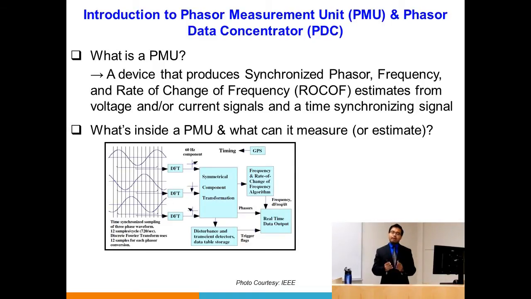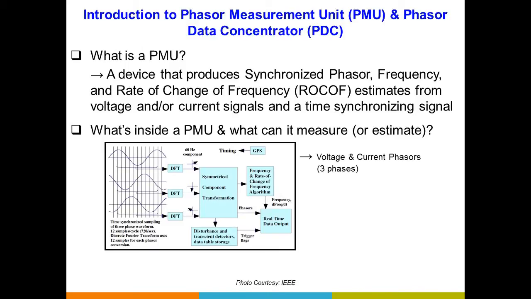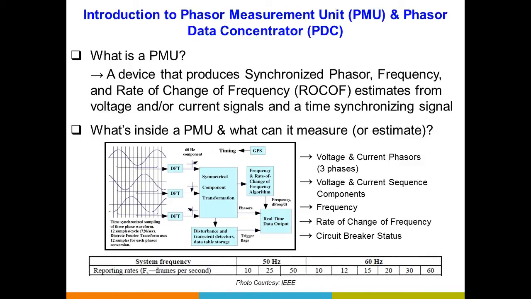Now these samples are put into the DFT, or discrete Fourier transform, block inside the PMU, and we extract the samples for the fundamental frequency component, which is 60 Hertz for the US systems. And from that we try to estimate, using different estimation algorithms, the different quantities like the voltage and current phasors, which are basically three-phase, and then voltage and current sequence components, frequency, rate of change of frequency or ROCOF, and the circuit breaker status.